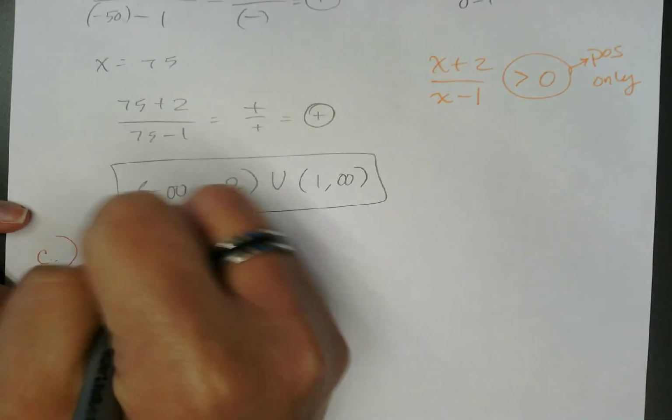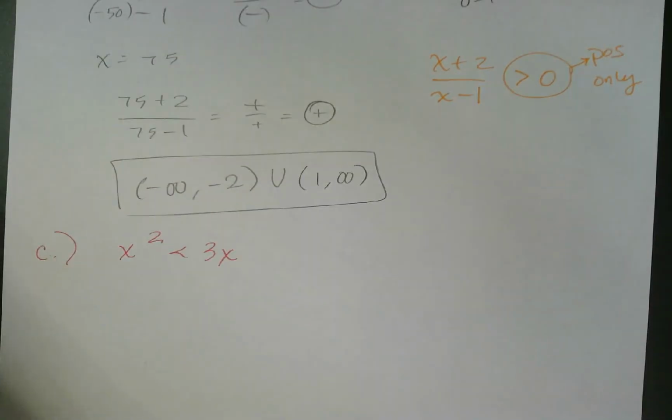Alright, x squared is less than 3x. Try that one, all on your own. Go.